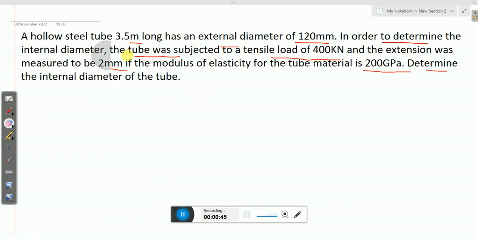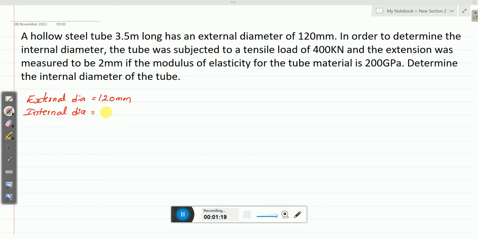Okay, so this is a problem on hollow steel tube section. So here the section will be hollow. So here the external diameter will be 120 millimeters. So it is required to calculate the internal diameter. So it will be small d. Internal diameter. You need to calculate the internal diameter.